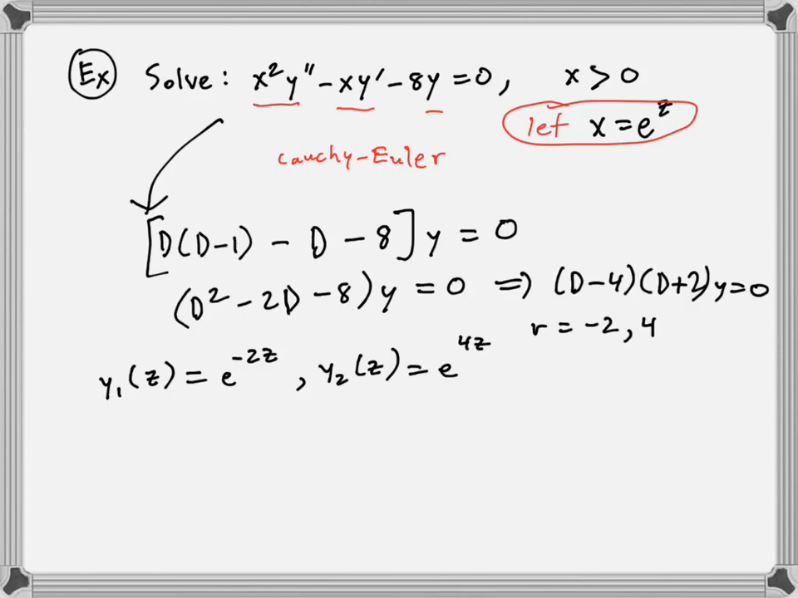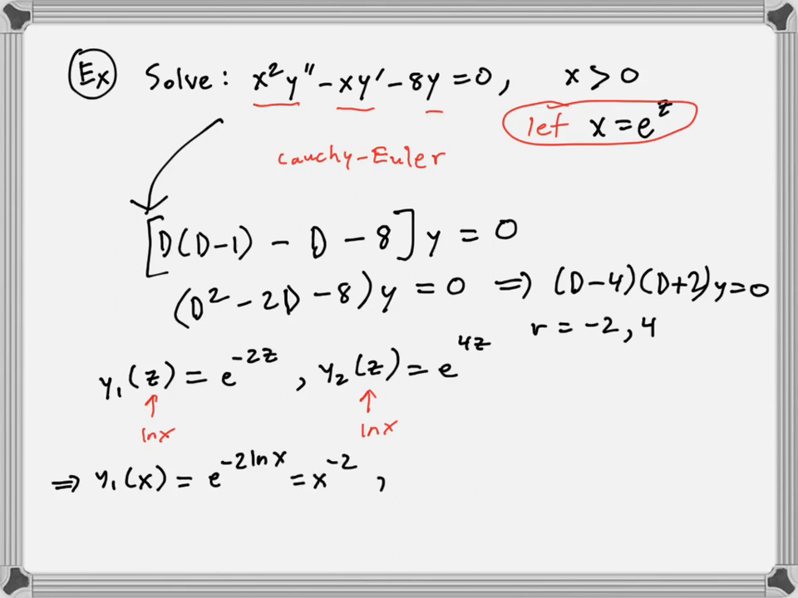But remember, now what we have to do is replace z with ln of x. We need to put an ln of x where we see a z, so that we can change it back. And so what does this give us for our actual solutions as functions of x? y1 of x is going to be, well, if you replace that, it's e to the negative 2 ln of x, which is the same as x to the negative 2.